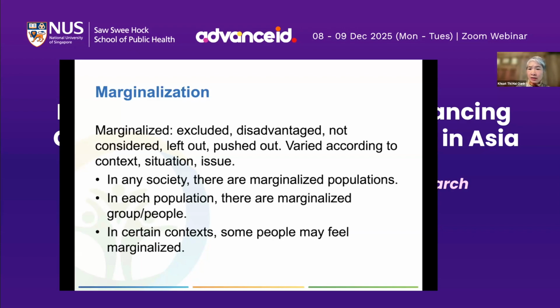Because in any society, there are marginalized populations. I think in many of our societies, people who use drugs are a marginalized population. But in each population, there are marginalized groups of people. Among the population of people who use drugs, people who have disability, for example, can be marginalized. If we request that people come on their own to our research site, the people who have mobility problems, who are in wheelchairs, who cannot walk, can be marginalized.